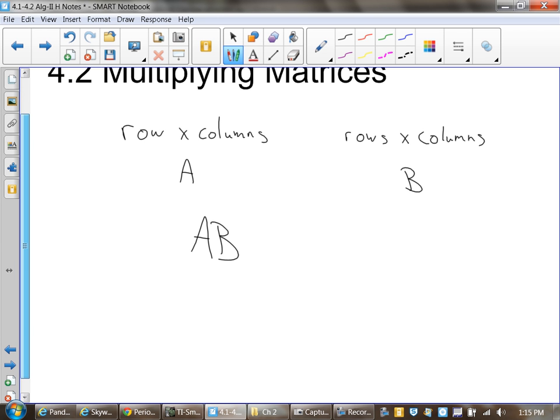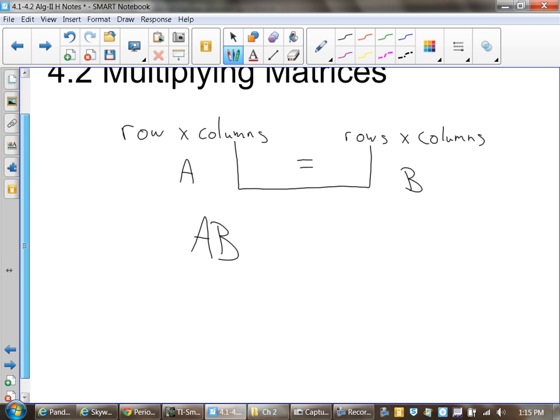Matrix A times matrix B. In order for that to work, the number of columns in matrix A has to equal the number of rows in matrix B. If it doesn't, you can't do it. Okay. So only the columns and the rows, not the A row and the B column? Nope. That means something else, and I'll talk to you about that in a second.